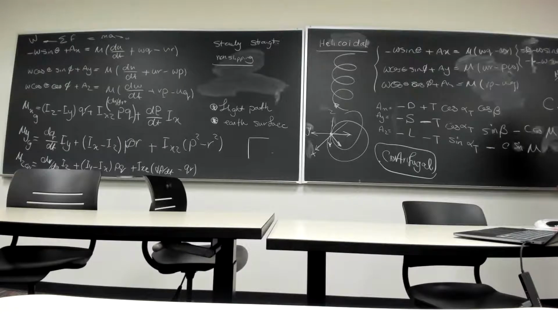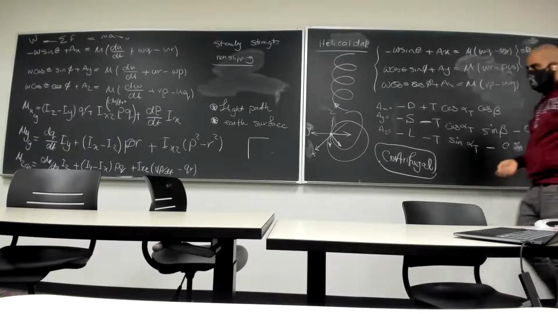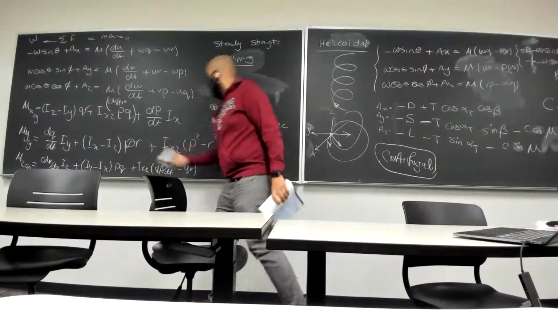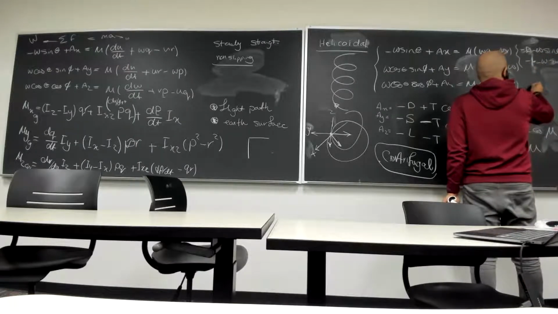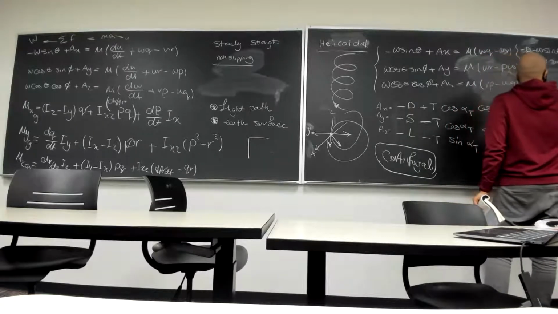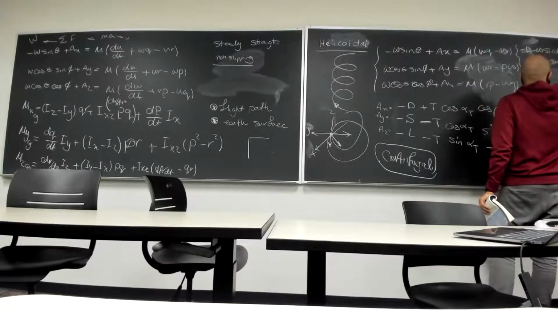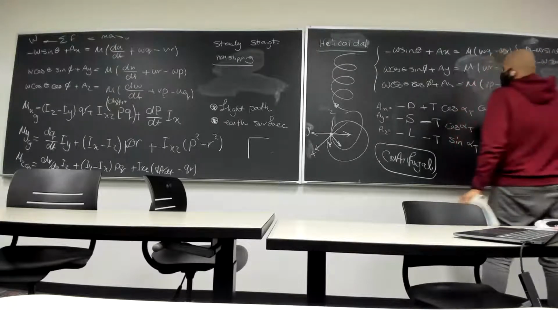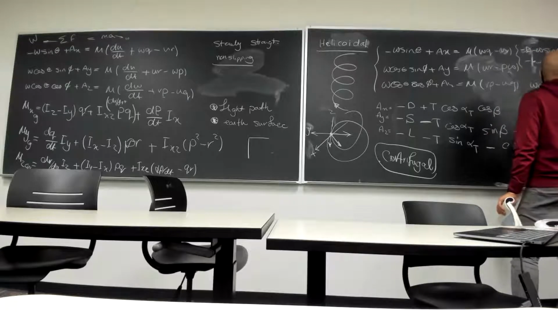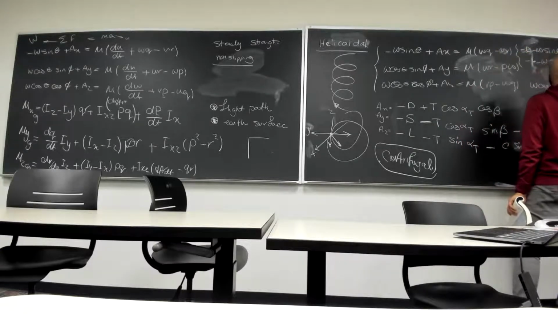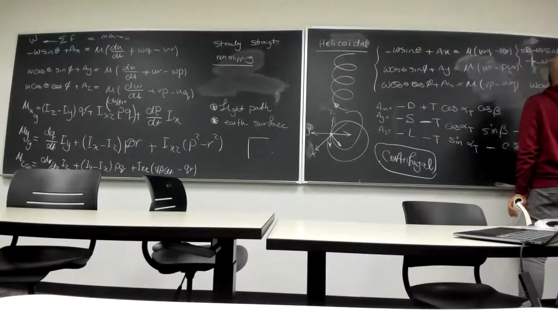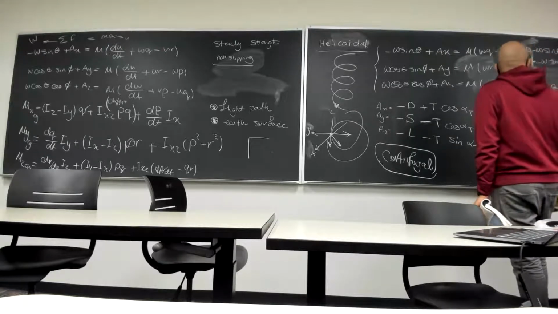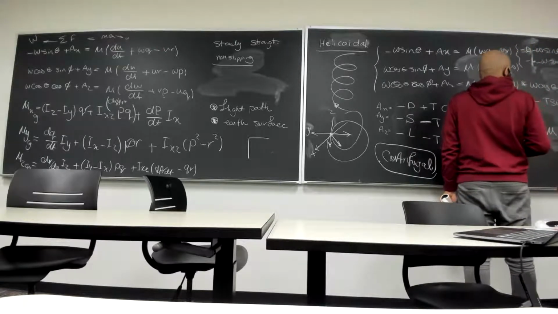I have W cosine theta cosine psi minus L minus T sine alpha T equals 0. Let me repeat what you said: W cosine theta, cosine phi, sorry, minus L minus T sine alpha T equals 0. What about the other one?